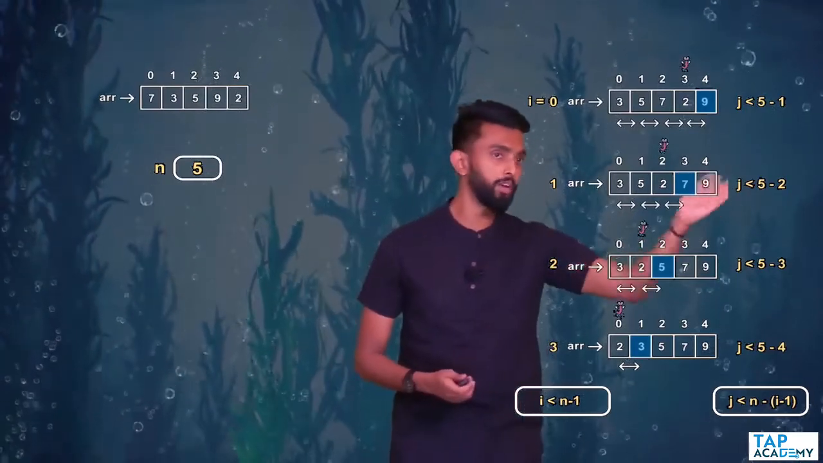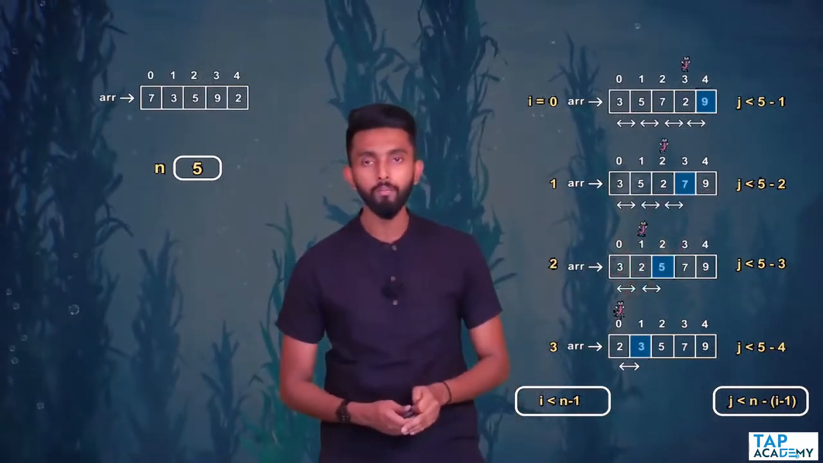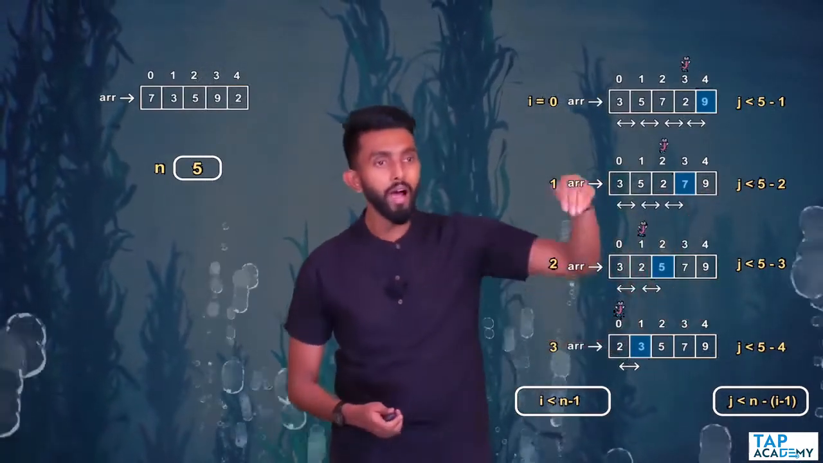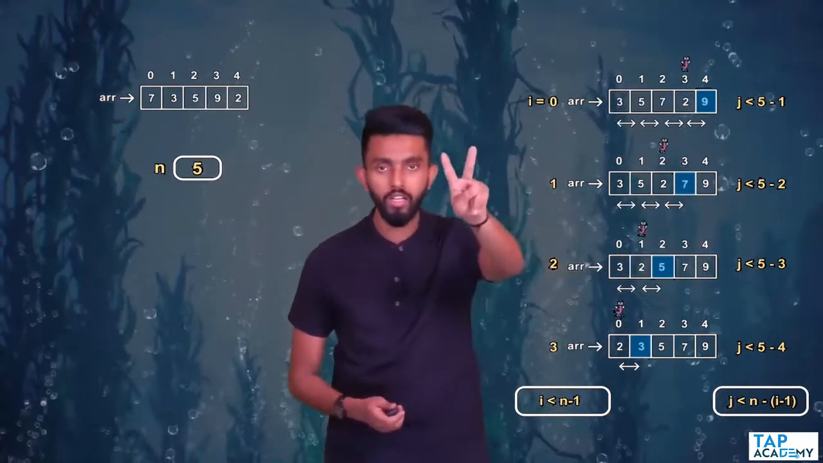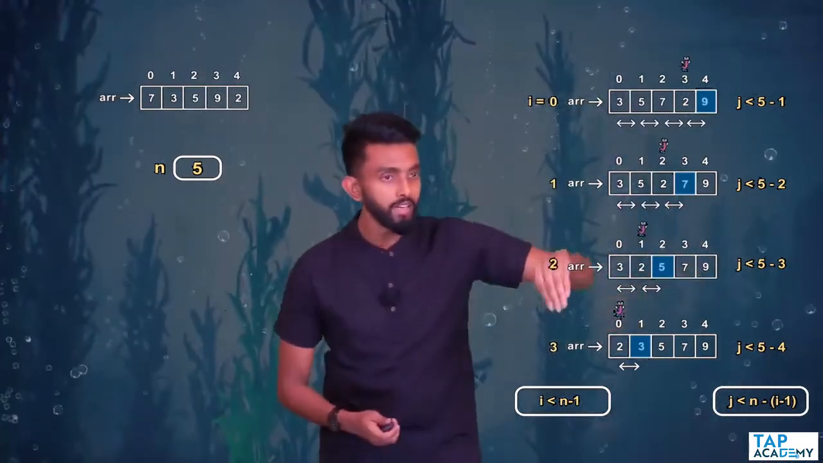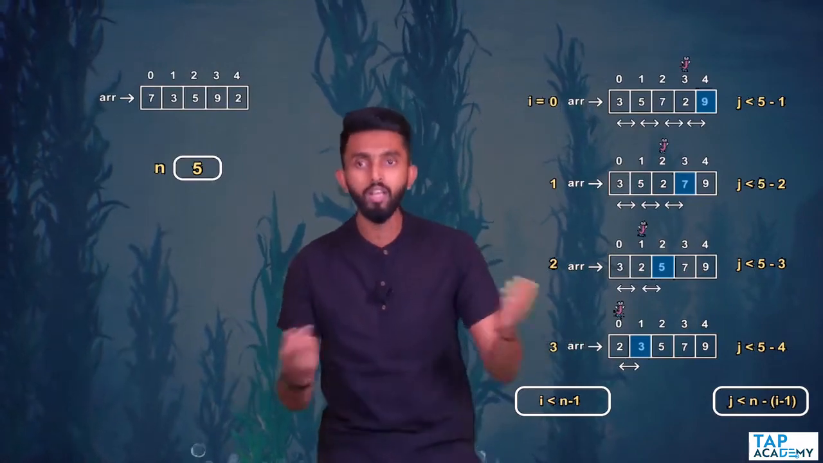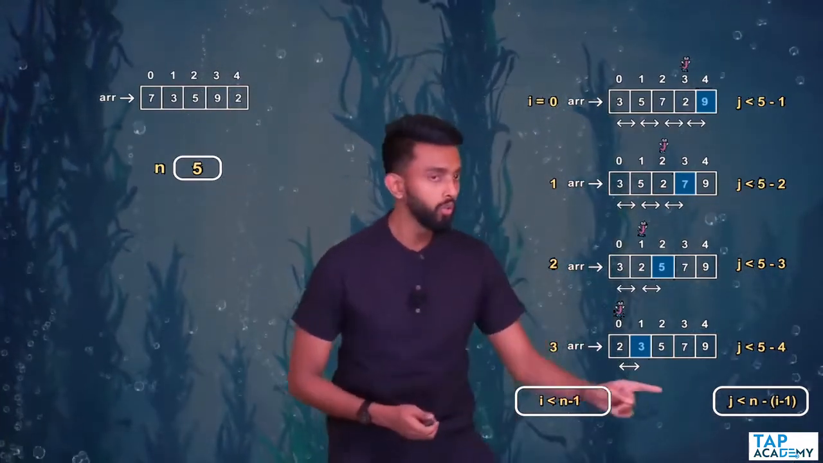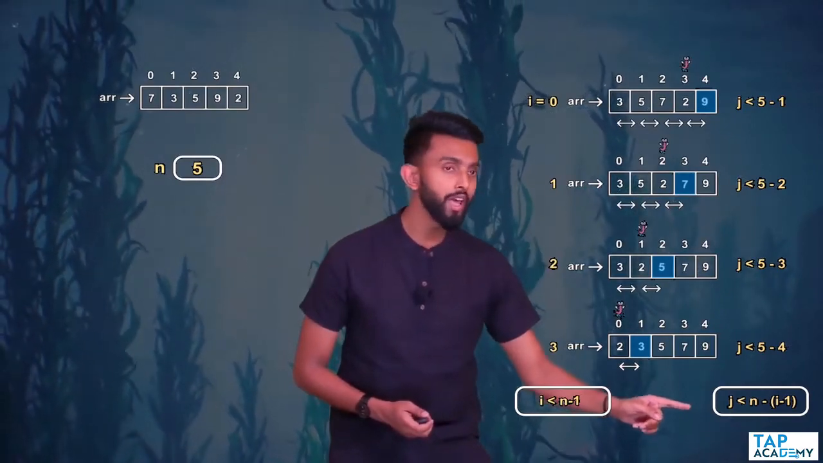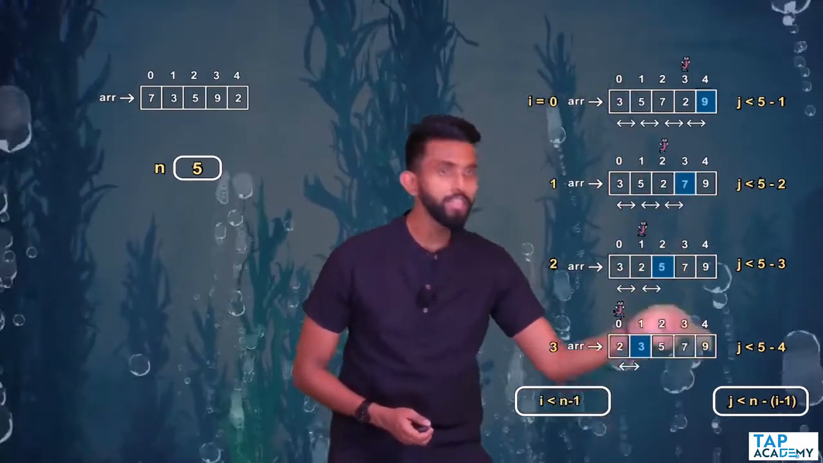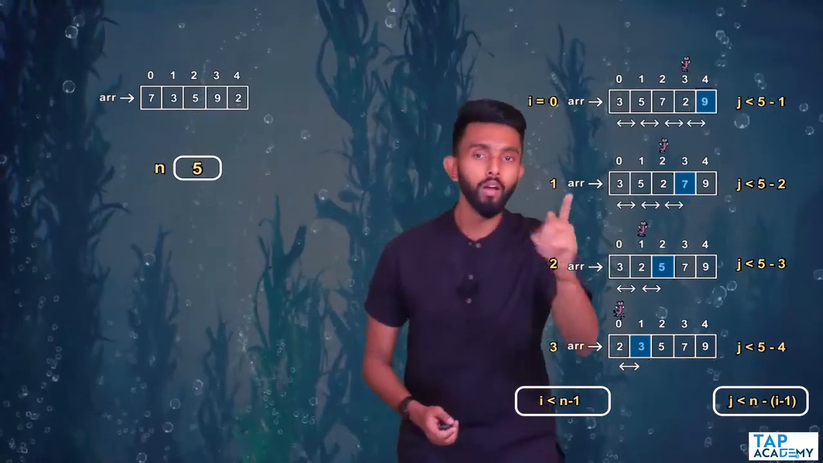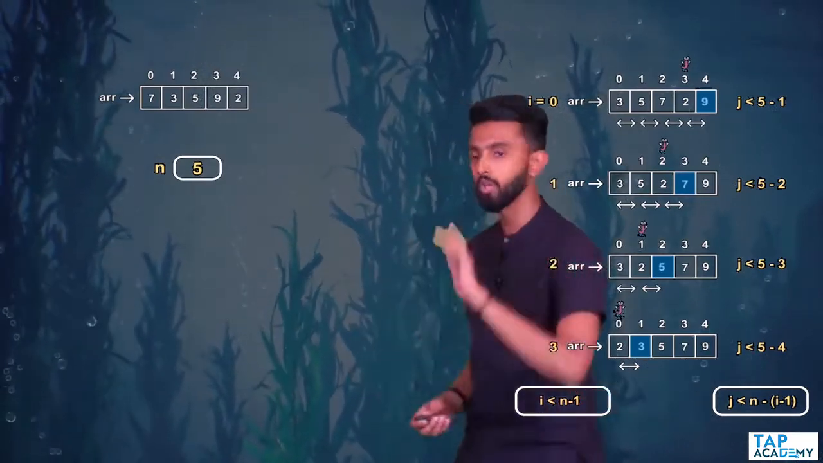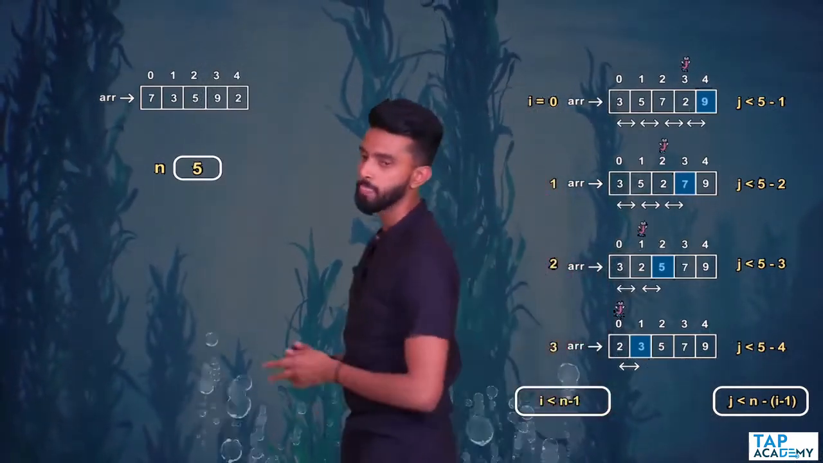You will get the same. 5 minus 2 is 3. There also you will get 3 only. Here also 5 minus 2 minus 3, you will get 2 only. 5 minus 3 minus 4, you will get the same value only, which is 1. So don't you think this can be written as j less than n minus I minus 1? How many of you would agree that this condition works? If you understood, put a yes. How many of you agree?